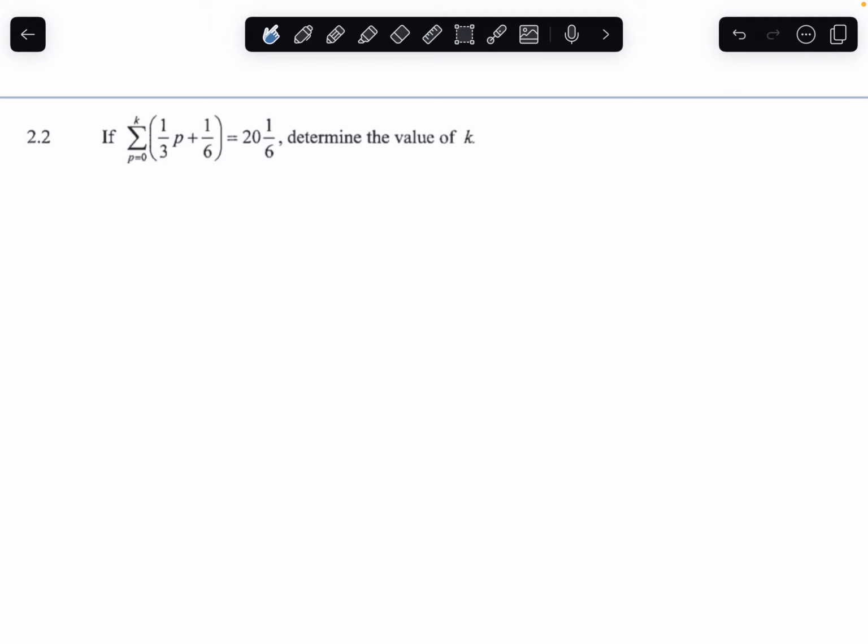Today we are looking at the department's paper 1 from November 2022, question 2.2. Let's see. If the sum from p equals 0 up until p equals k of a third times p plus a sixth is equal to 20 and a sixth, determine the value of k. Okay, a whole lot of fractions going on, but also not really much going on.